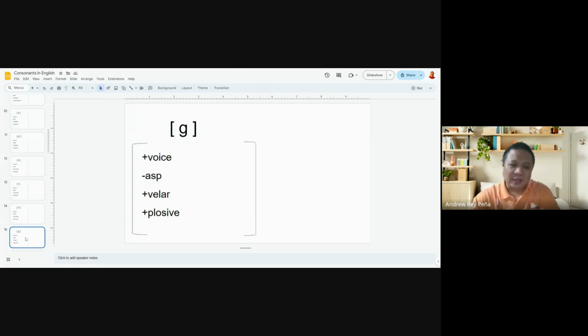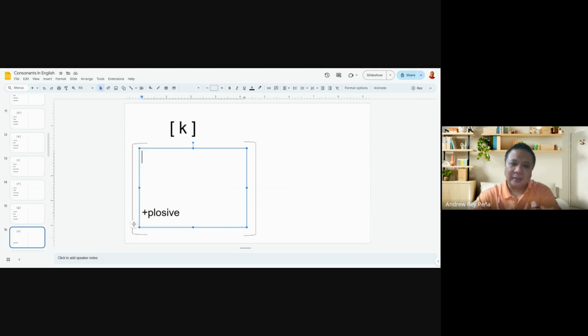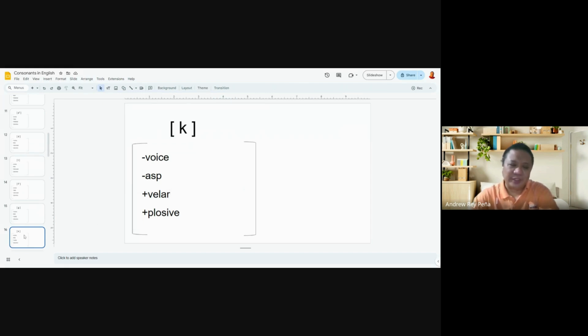It has a voiceless equivalent, which is the k. So the k is voiceless, so you write minus voice. It's unaspirated, there's no audible puff of air, and it is velar. Voiceless, unaspirated, velar, plosive. The difference between the g and the k is the voicing.